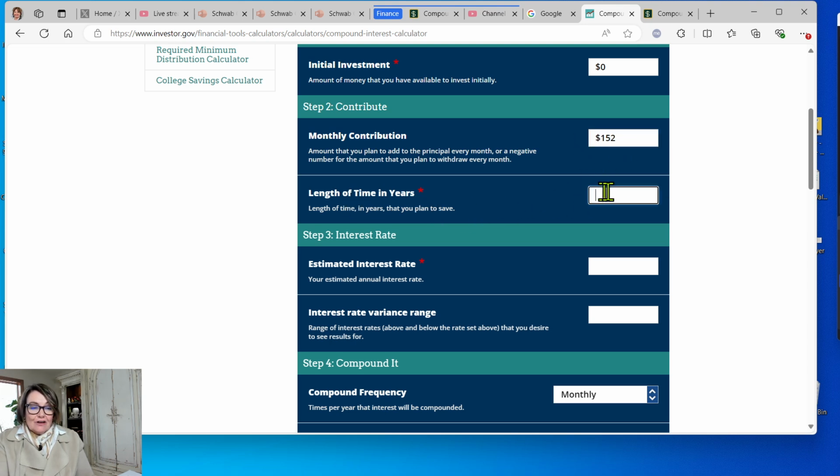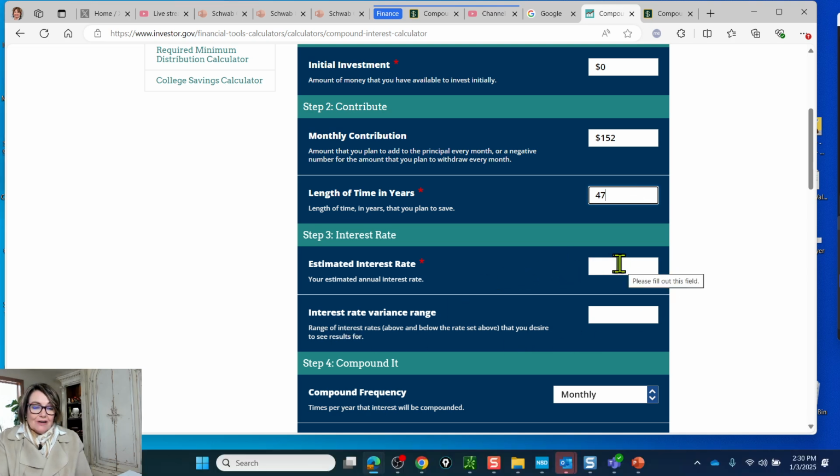And let's say we're starting out, we've got someone who's 20 years old and they're saying, I'd like to retire at 67, or I don't think I'm going to need this money. Even though I may want to retire earlier, I don't think I'll need it until at least that time. So I'm going to give it 47 years to grow. And then the next question is, what's your estimated interest rate? And what do we put down for that?